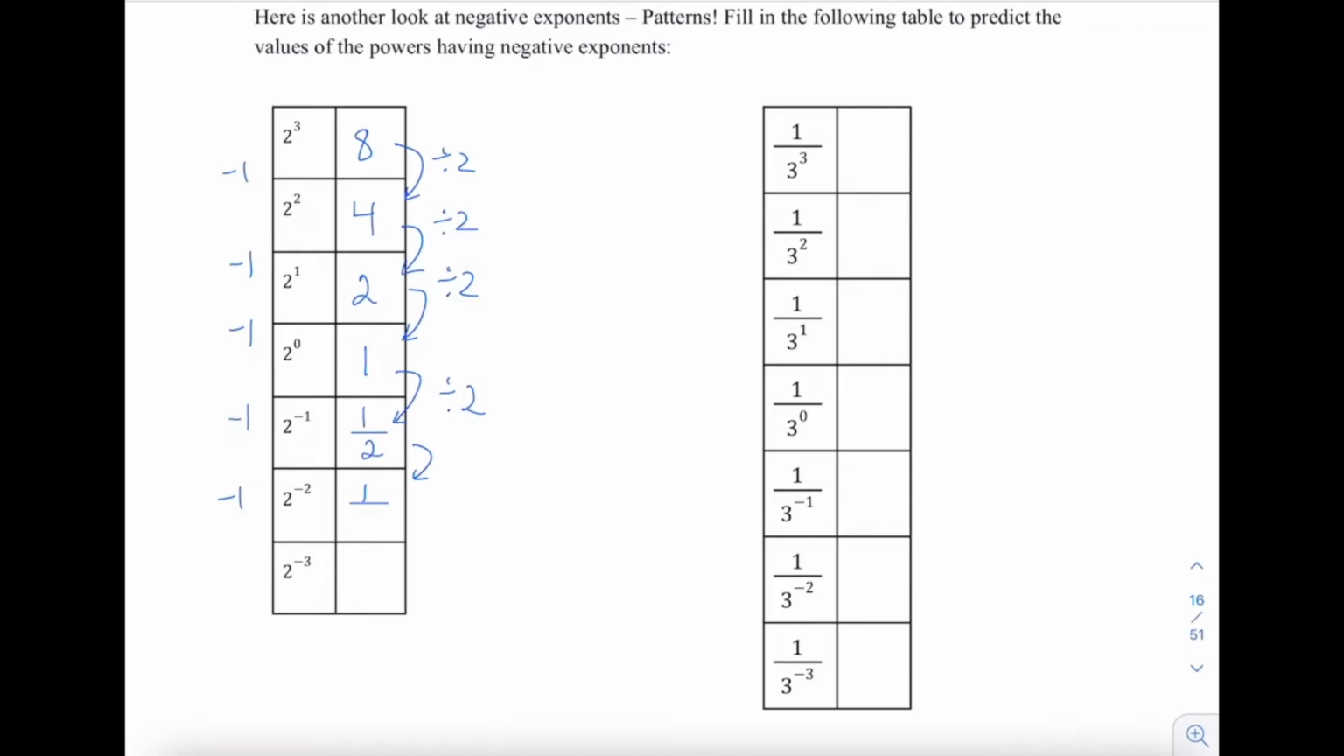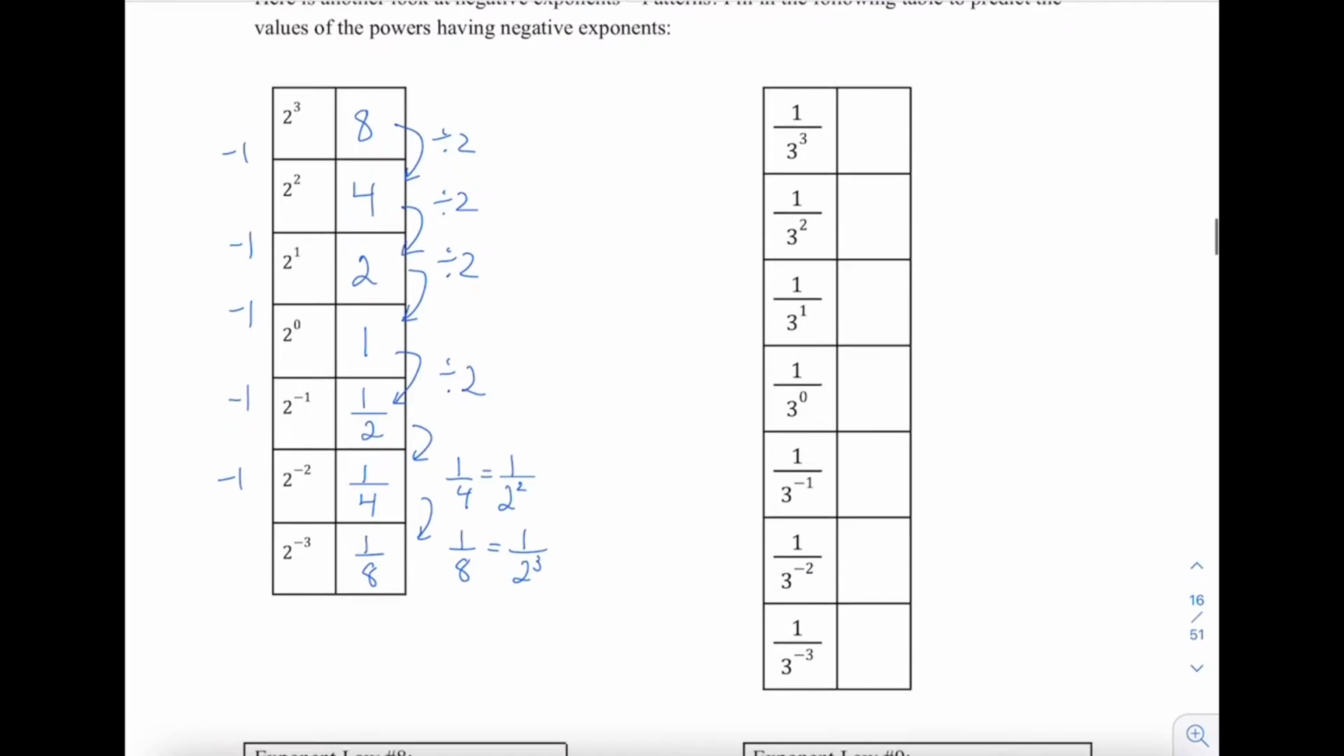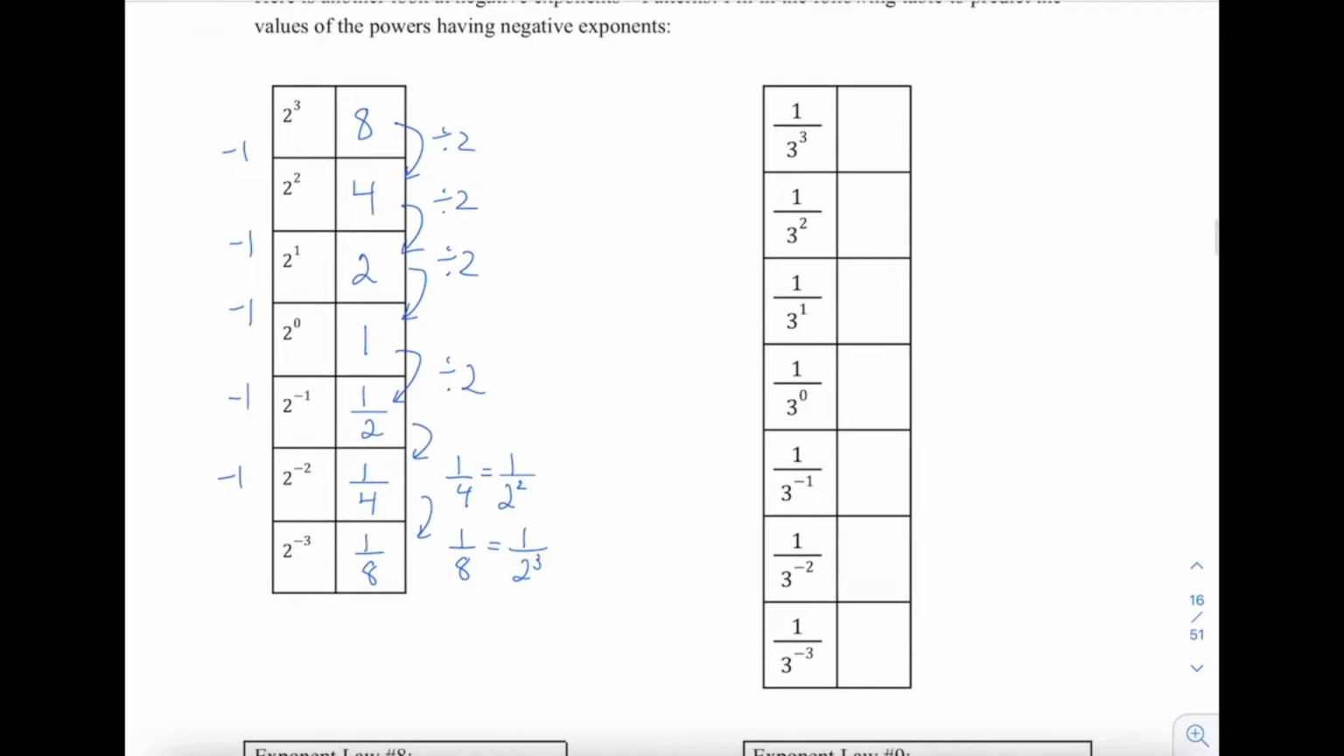So 1 divided by 2 is 1 over 2, and divided by 2 again is 1 over 4, and divided by 2 again is 1 over 8. Just a reminder that we can write 1 over 4 as 1 over 2 to the power of 2. We can write 1 over 8 as 1 over 2 to the power of 3. Similarly, in this case, if we subtract 1 from the exponent, I get 1 over 27.